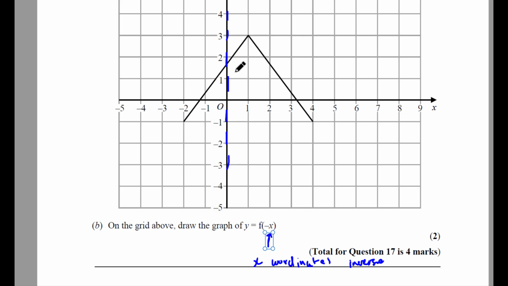So you just need to reflect that shape. This line will reflect to this line. This line will reflect up here. And that is the answer. Now, graph transformation questions are generally quite easy. You just need to remember the language of transformations.